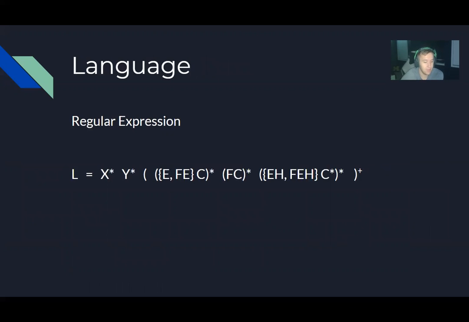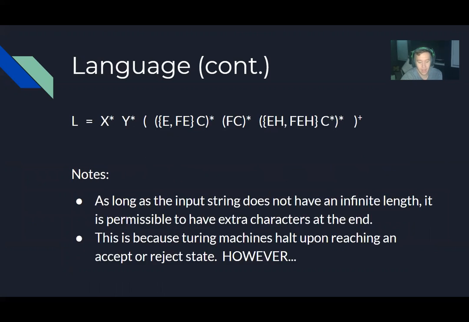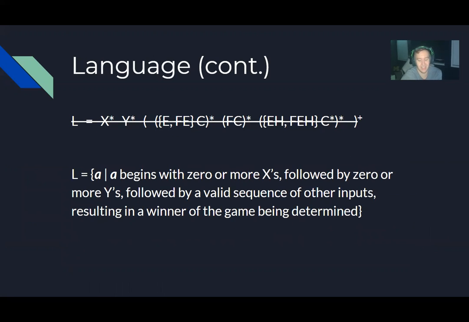Moving on to the language, I'm not going to cover this regular expression. Again, I'm going to be running short on time by the end of this, and it's kind of trivial, I guess. So let's just use the English version, the higher level version. It makes more sense anyways. We'll say the language is the set of strings A, such that A begins with 0 or more X's followed by 0 or more Y's, followed by a valid sequence of other inputs resulting in a winner of the game being determined. So a couple of things I would like to point out with this.